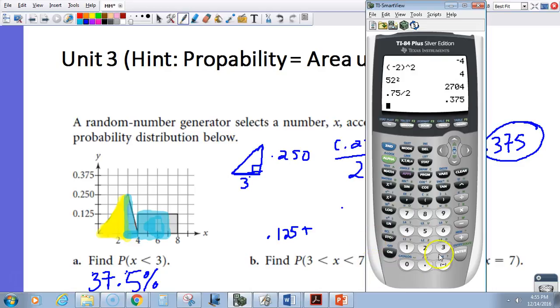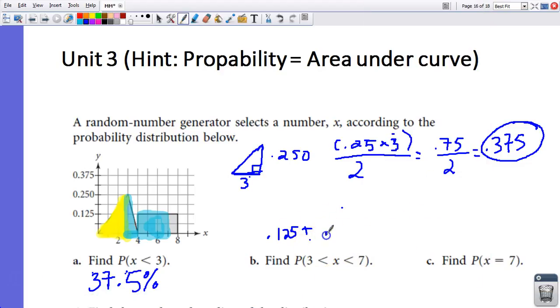Just going to do that really quick. 0.125 times 3, just the width times the height, is 0.375, plus 0.125 is 0.5. So in between 3 and 7 is going to be 50%. Okay. Find the probability that x is equal to 7. So if we go to 7, it's 0.125. We just go straight up to the line and find that there.